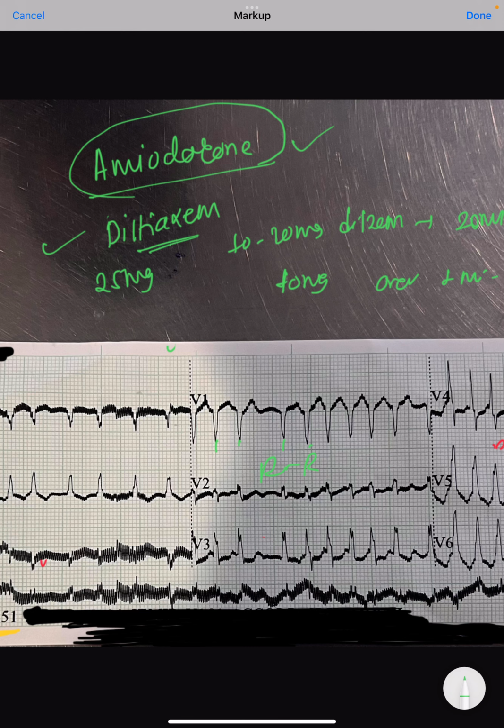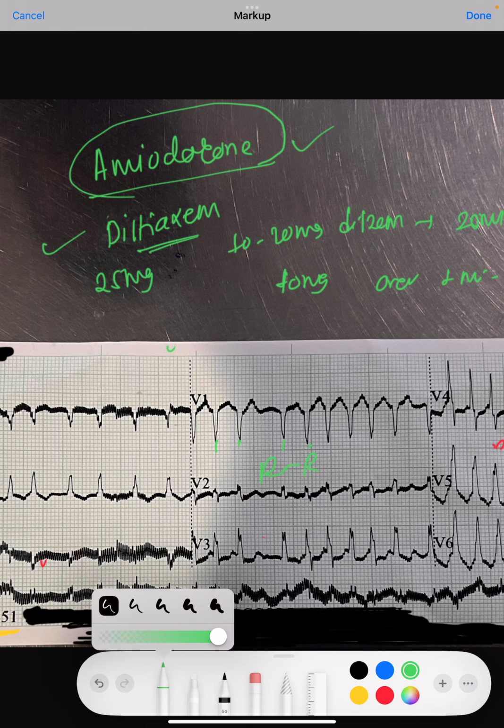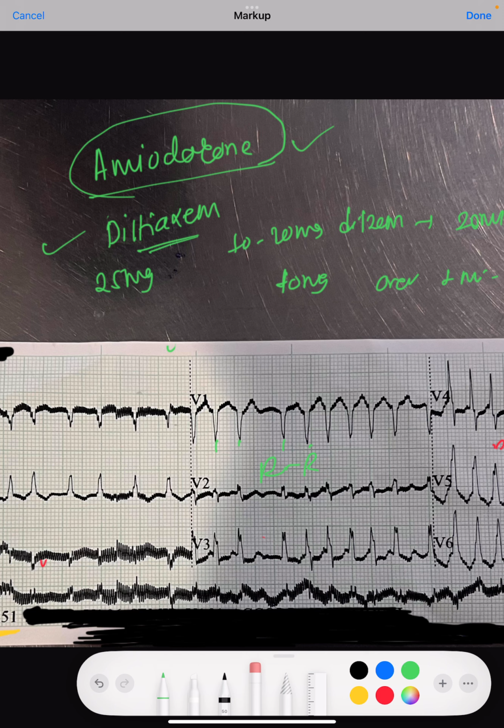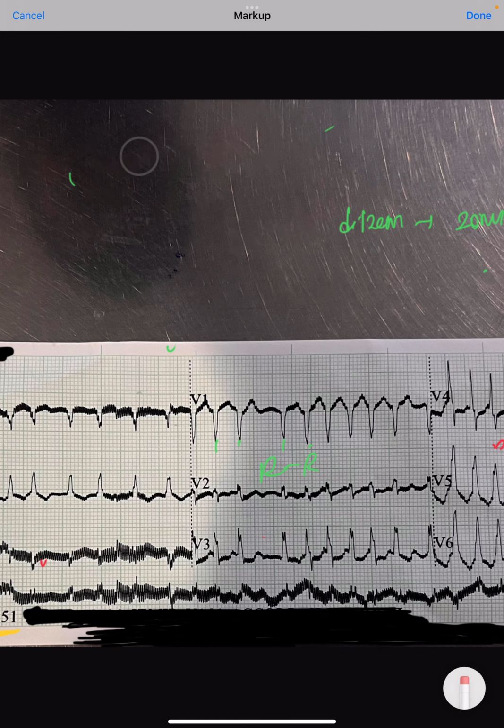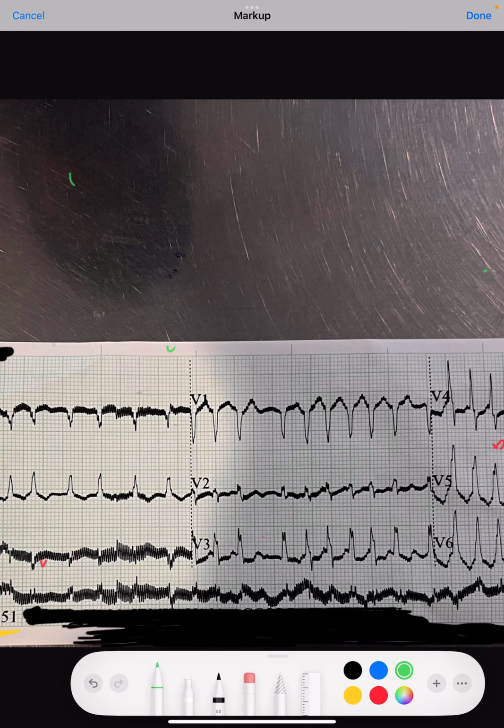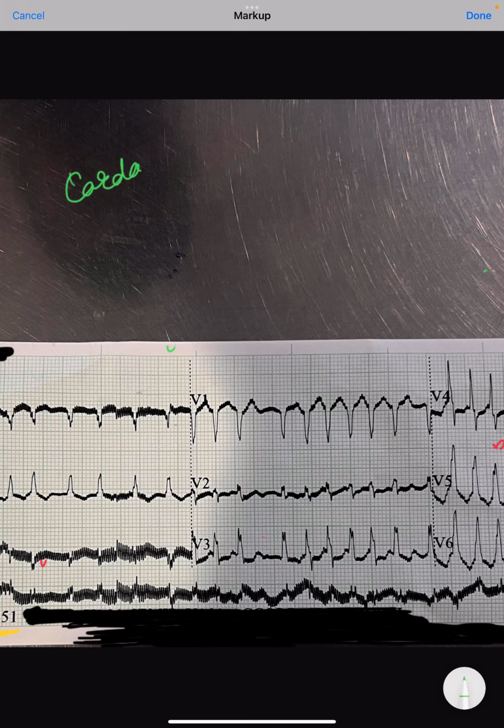If these two things also don't settle, then Cardron infusion or amidron infusion can be started, and as soon as the patient's heart rate is settled, the patient can be shifted to Cardron tablet. The starting dose of the Cardron tablet can be between 100 to 600 milligram, depending on the individual variability, like whether the patient is elderly or not. 100 milligram TDS can also be given if atrial fibrillation is a problem.